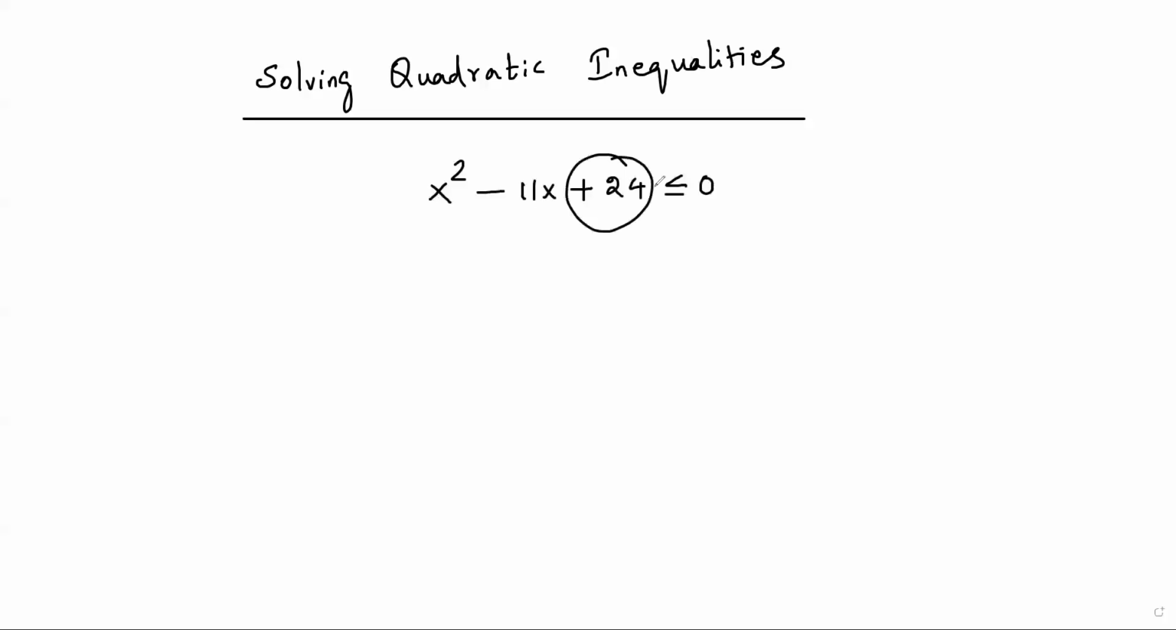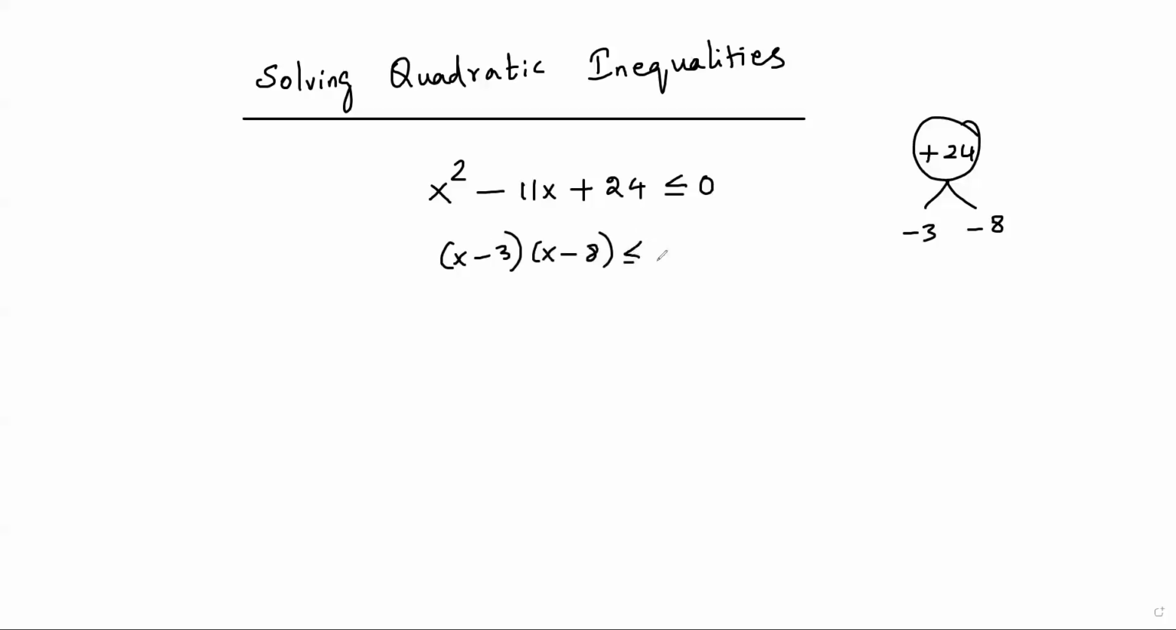Here the constant term is positive 24. Now we have to get two factors for this positive 24. That is negative 3, negative 8. So the multiplication of these two factors is equal to positive 24. When you add negative 3 and negative 8, that is equal to negative 11. So the two factors of this expression are going to be (x negative 3)(x negative 8) less than or equal to 0. So now you can assume this inequality as an equation and solve for x.